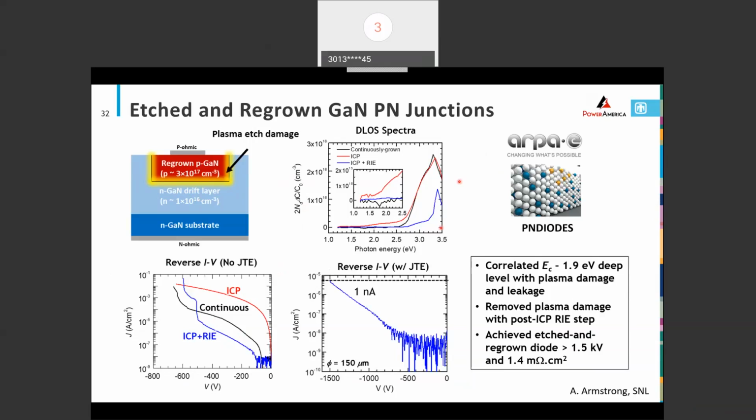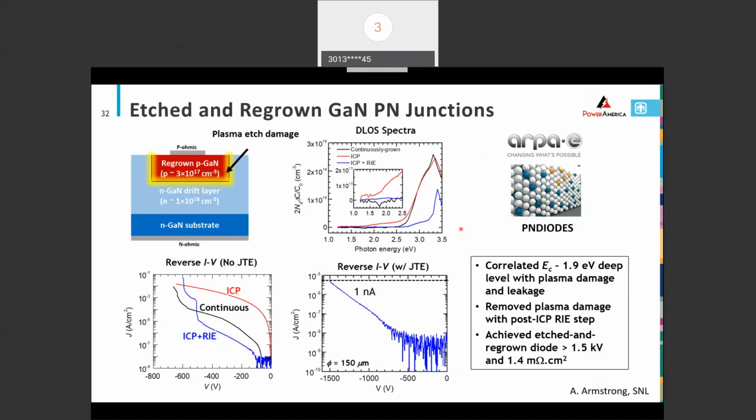And Andy's been able to correlate that with this DLOS spectra. This is a technique where you shine light on the device. That's the photon energy on the x-axis here, and that empties out deep levels, and so you can characterize what deep levels are in the material. Continuously grown is this black spectrum, so we see this step up just above 2.5 eV or so. The red one is the ICP, and this inset is a blow up of this region. You can see this new state starting to come in at about 1.9 eV, and then if you do the RIE, that actually goes away. And so Andy was able to correlate this 1.9 eV defect with the device performance.